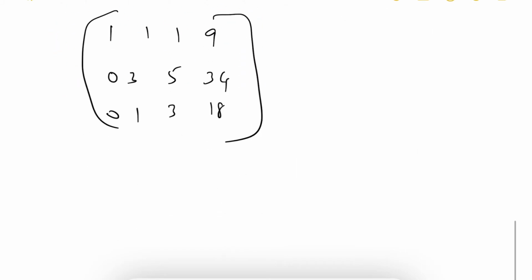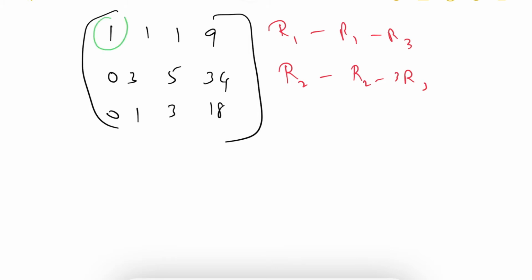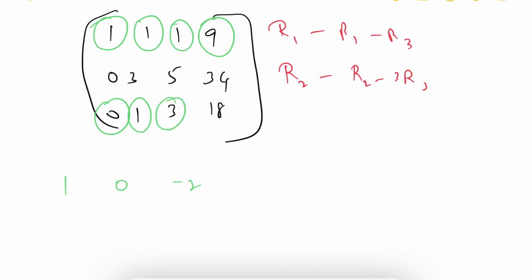Okay, next what I will change is, row 1 I will change to row 1 minus row 3, because I will get so many zeros. Next, the same way, row 2 also I will change to row 2 minus 3 times R3. Okay, let us check then. Row 1 I am writing as row 1 minus row 3, right? So 1 minus 0 is 1, 1 minus 1 is 0, 1 minus 3 is minus 2, 9 minus 18 will become minus 9. 1 0 minus 2 minus 9.